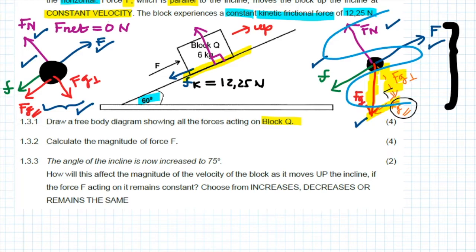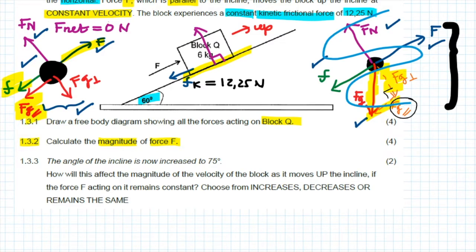Now that we've done that, we move on to question 1.3.2. This question says calculate the magnitude of force F. Force F is this force that is acting up the incline. We know that we may only add together forces that are parallel to each other. So what is parallel to F? We have the friction and we have FG parallel.